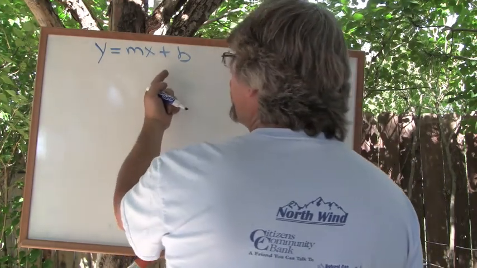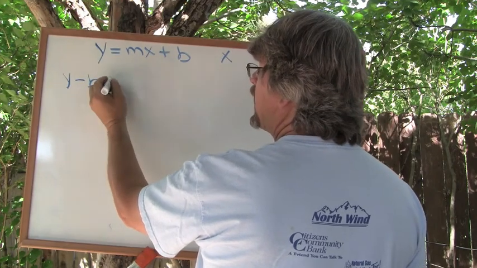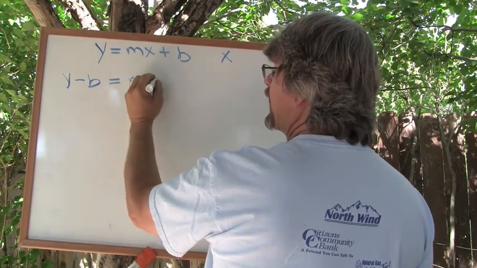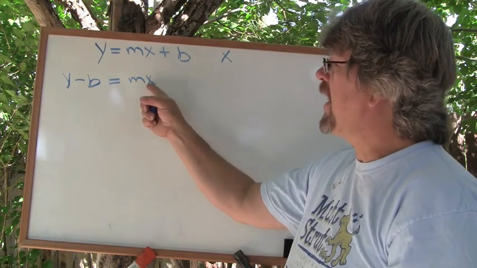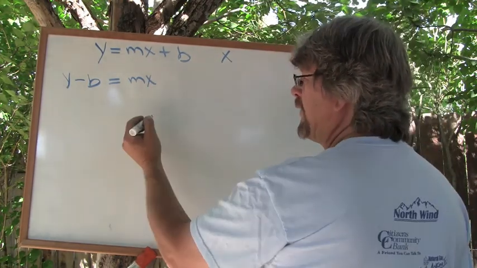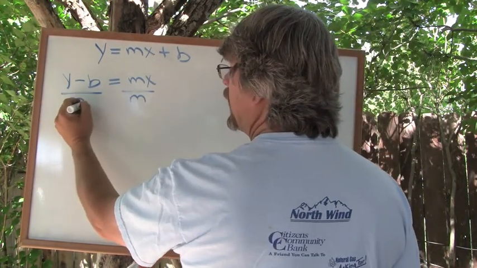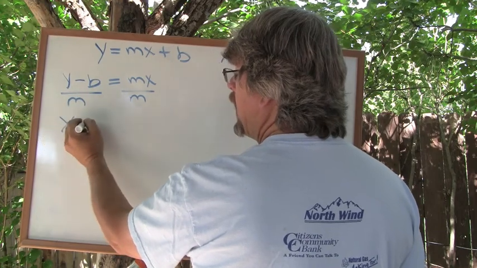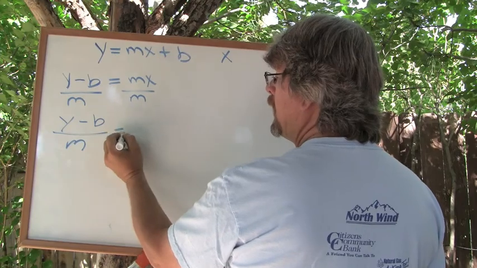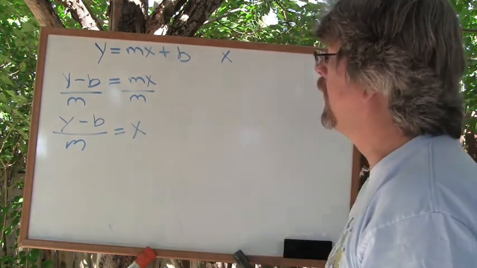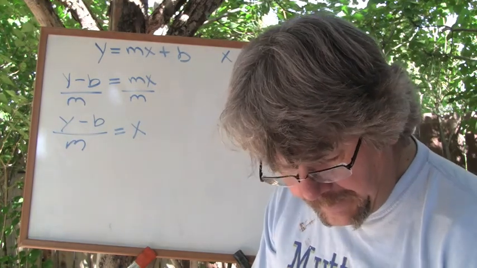We subtract b for one thing. So this becomes y minus b equals mx, right? We want to isolate the x. M's been multiplied to it, so we have to divide by m on both sides. So y minus b divided by m equals x. And that's how you solve that kind of an equation. It's really not that difficult.